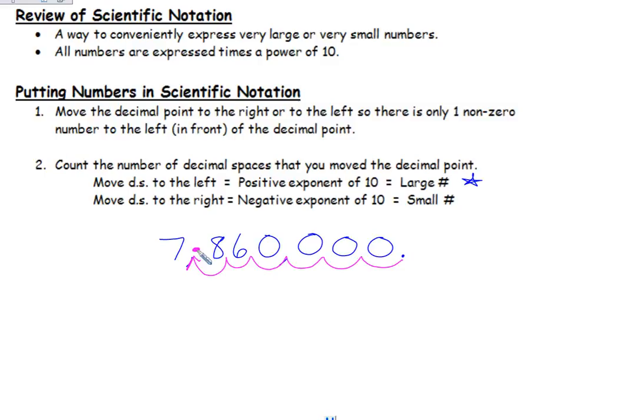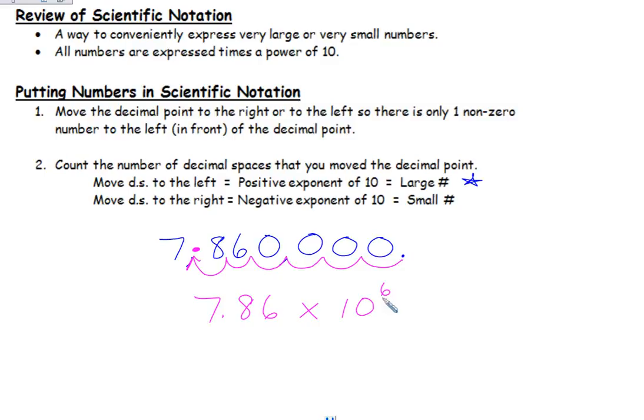And so I could report this as 7.86 times 10. And again, this was a large number, so we should have a positive exponent of 10, which is just the number of decimal spaces you moved. 1, 2, 3, 4, 5, 6. 10 to the positive 6. Done.